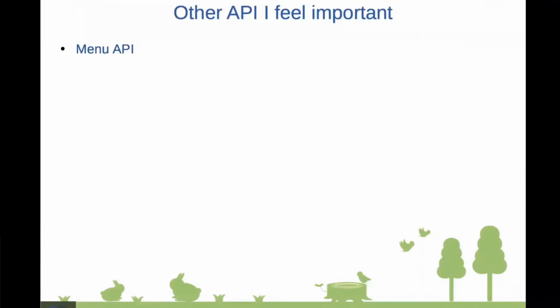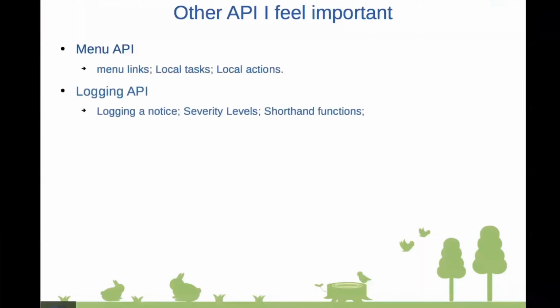Other APIs I feel are important for the test. Menu API, of course. You should understand links. What are links? What's a local task? What's a local action? Do you have any idea? Okay. Logging API, how to use the logging API to log your message in the log file. Routing system.